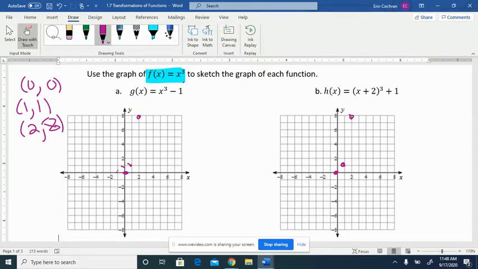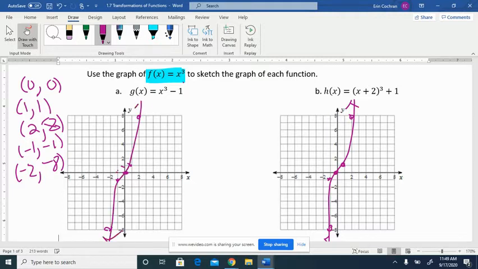All right, now let's go to the other side of (0, 0). Negative 1 cubed is negative 1 times negative 1 times negative 1. Since we have an odd number, it's going to stay negative. So we have (-1, -1). And then let's do negative 2. Negative 2 cubed, negative 2 times negative 2 times negative 2, is negative 8. Now when we go to graph this, it's going to have this little squiggle to it. And again, we could still plug in 3. 3 cubed would be 27, so negative 3 cubed would be negative 27.